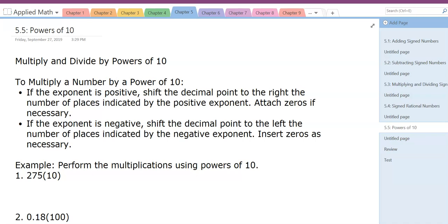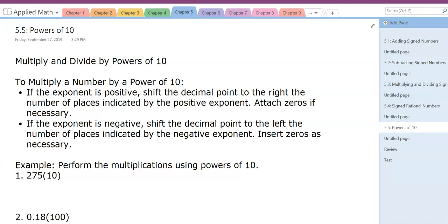So when you're multiplying and dividing by powers of 10, if the exponent is positive, you shift the decimal to the right, and then you attach zeros if necessary. Wherever the decimal is, and if it's a whole number, remember that the decimal is after the last number, because it's like point and then a bunch of zeros. If I'm multiplying by 10, 100, 1,000, 10,000, any of those numbers, I take my decimal and I move it to the right, depending on how many zeros the number has.